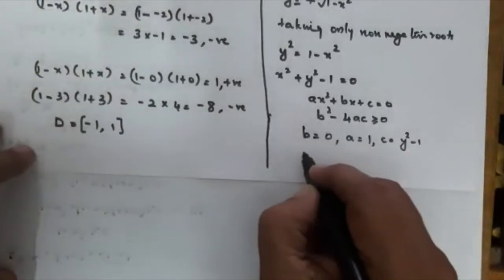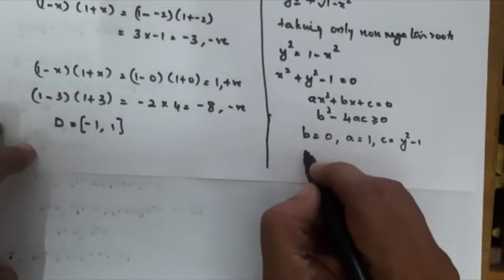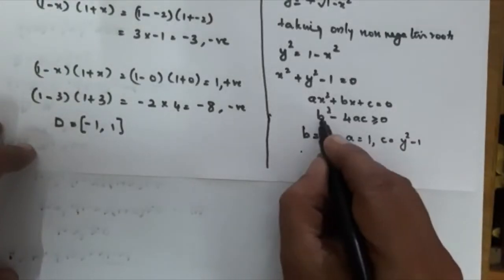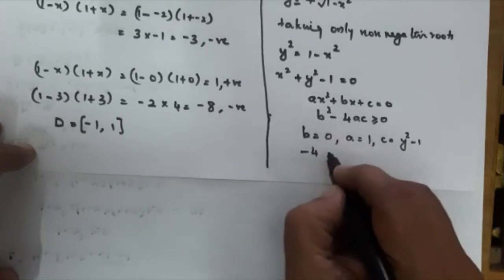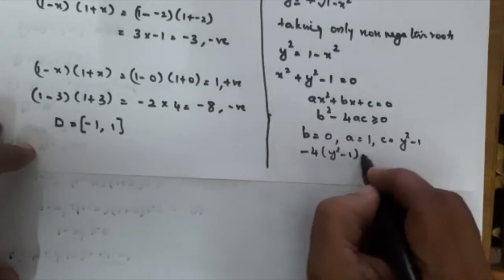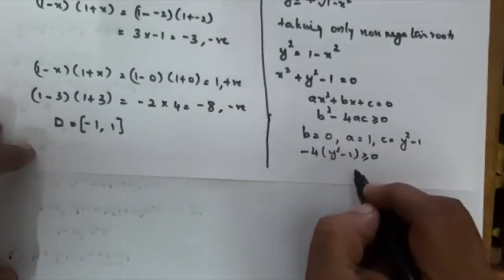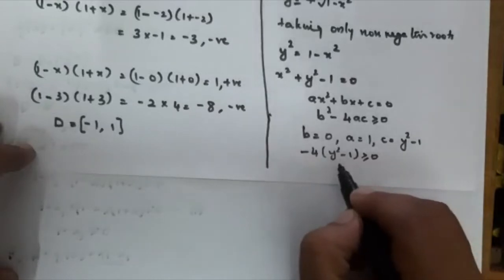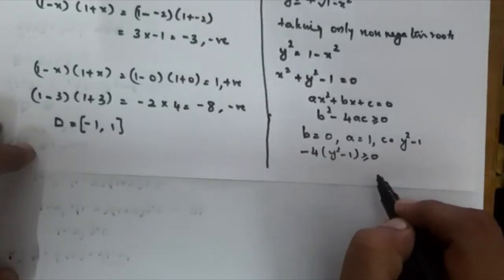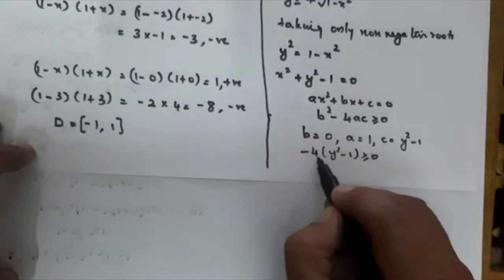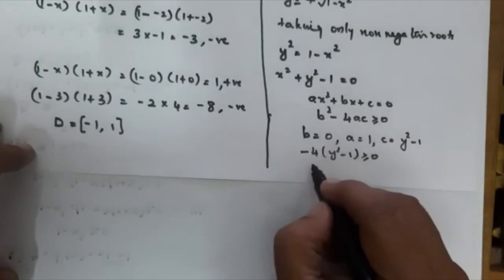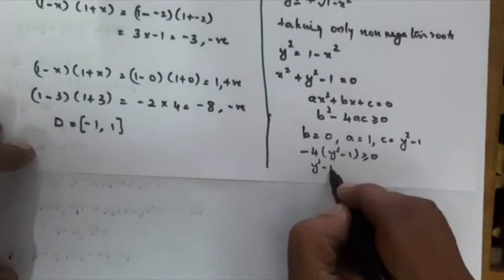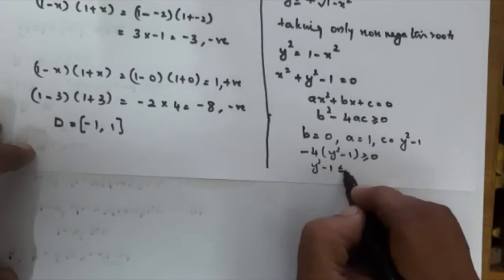Therefore, what about the discriminant? b square minus 4ac. It is 0 minus 4 into 1 into y square minus 1, which should be greater than or equal to 0. That is the product of these two factors, minus 4 and y square minus 1, should be greater than or equal to 0, in which one factor is negative. Therefore, what about the other factor? y square minus 1 should also be less than or equal to 0.